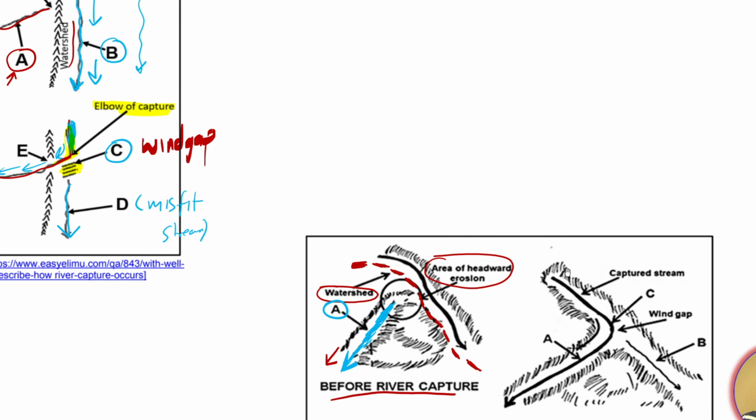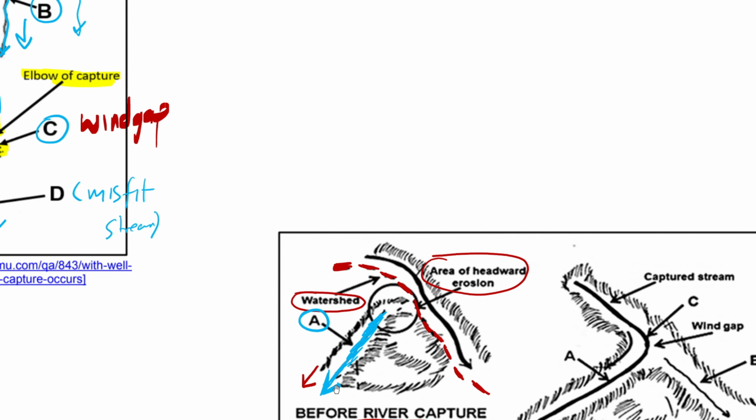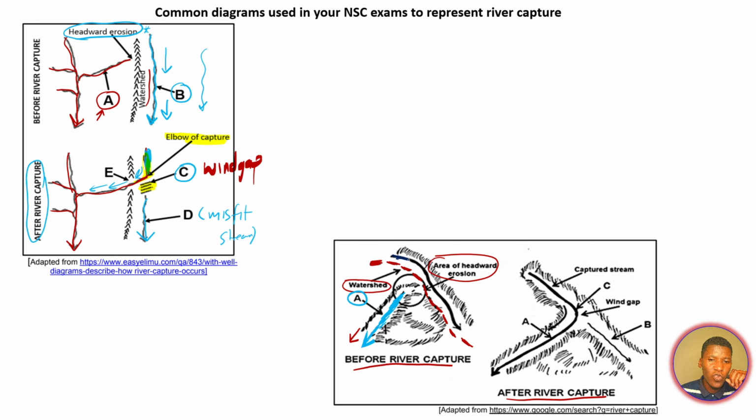So if you look carefully here, this stream A is moving downwards in this direction. But here is an area of headward erosion, so it will erode backwards through the watershed. You can see these dots represent the watershed. So it will erode through the watershed to capture the stream on the other side. I'm sure people can identify that black stream. So we have got another stream on the other side.